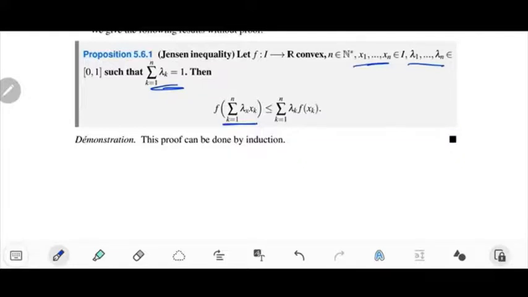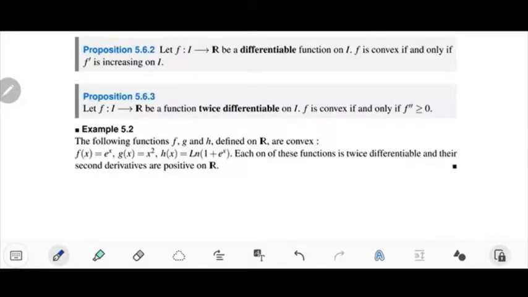And this can be proven by induction using the initial formula of that convexity. Of course, the proof in here is not required for you. So according to our understanding of the definition, we can also conclude these two results.